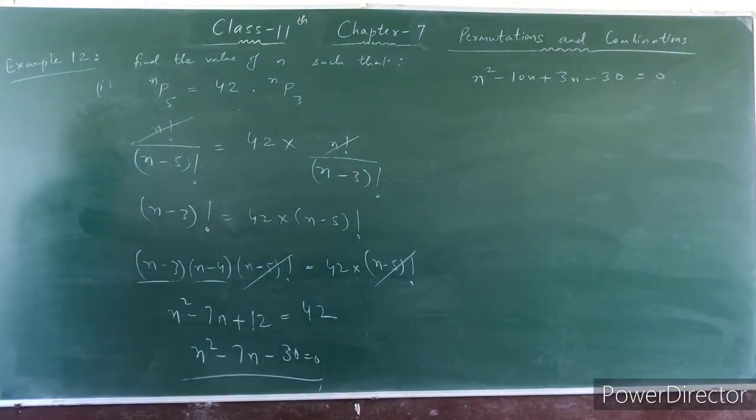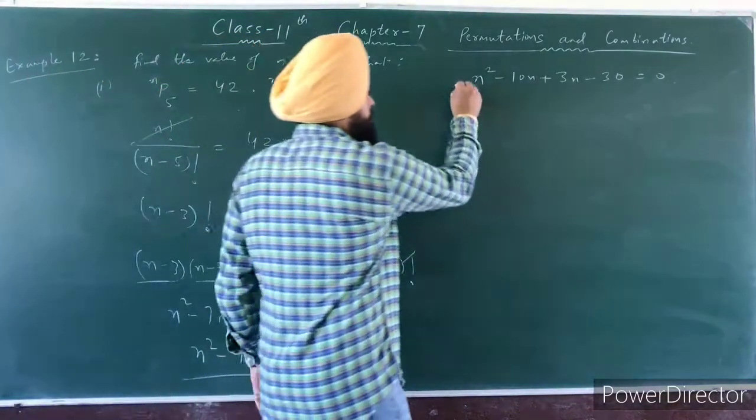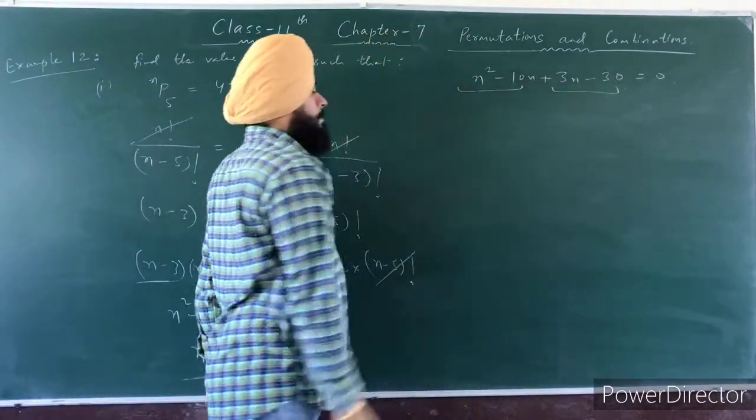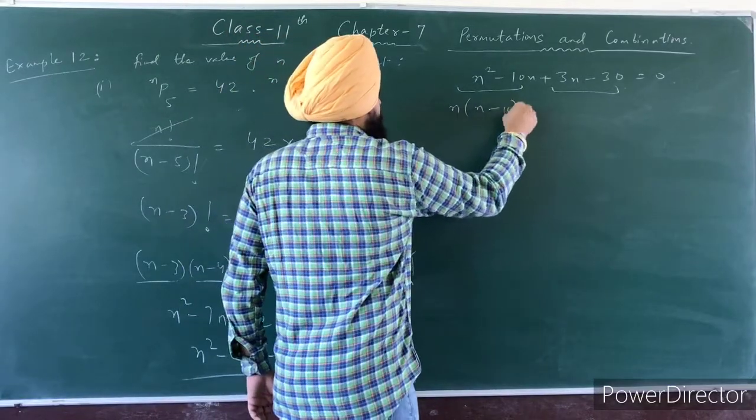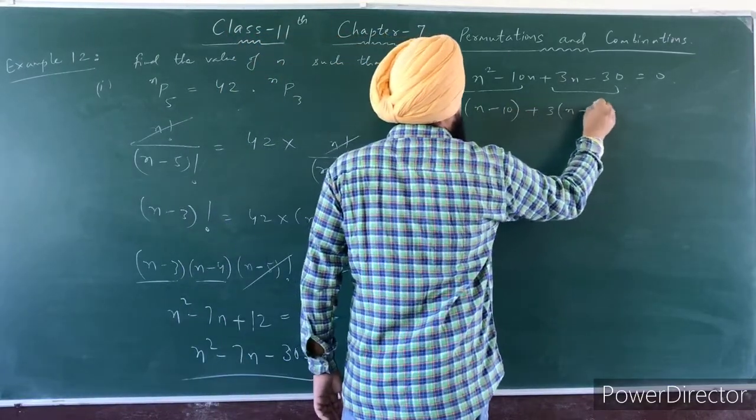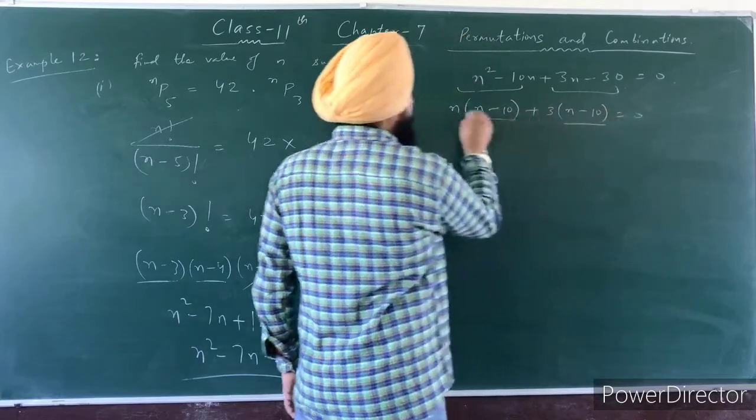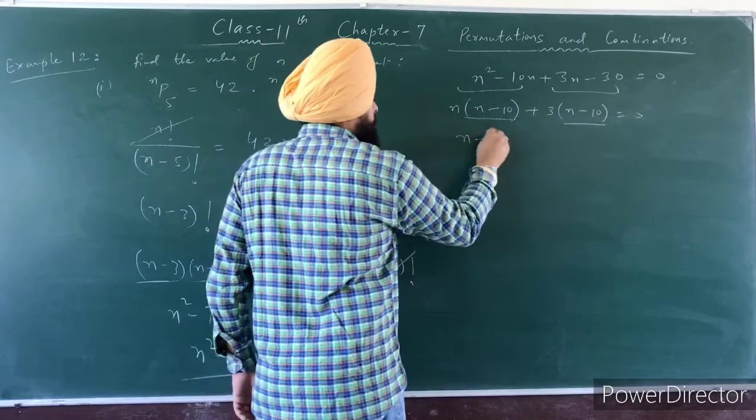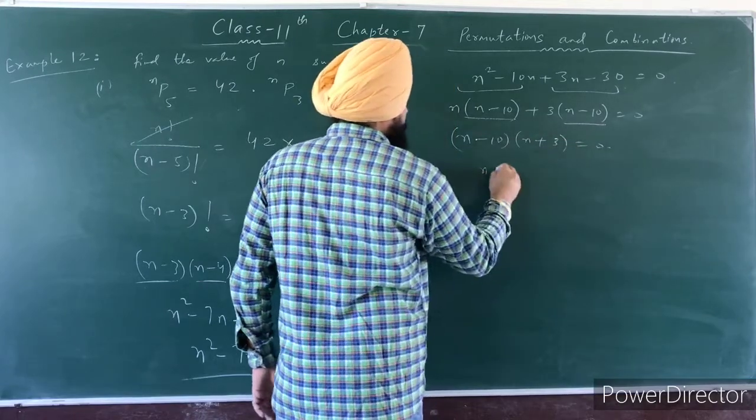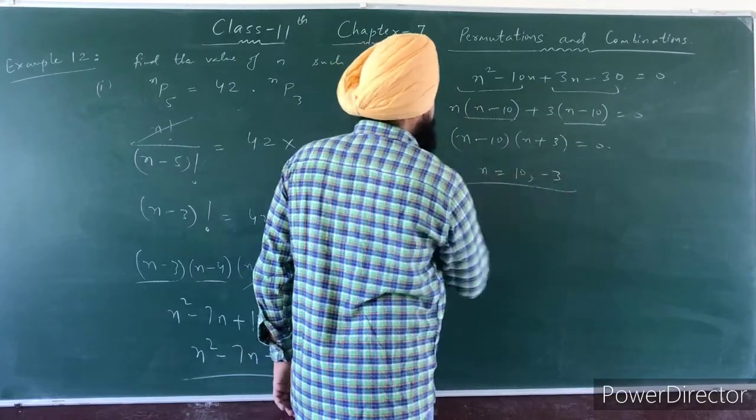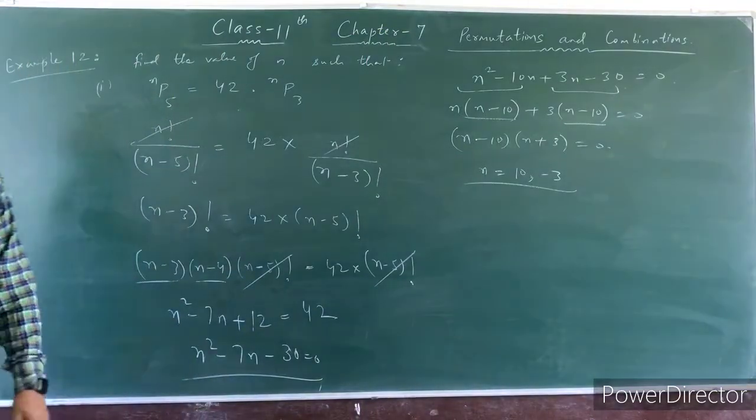Now you can take common from the first 2 terms and the last 2 terms. So common from the first 2 terms is which one? n. n(n minus 10) plus 3(n minus 10). Now we take (n minus 10) common. So what is the value of n here? 10 and minus 3.